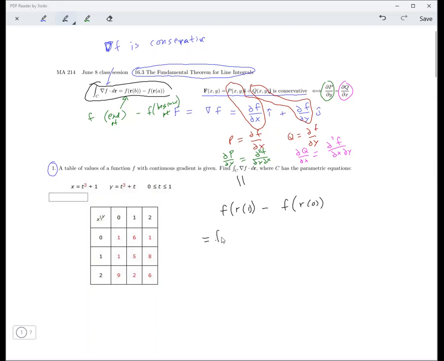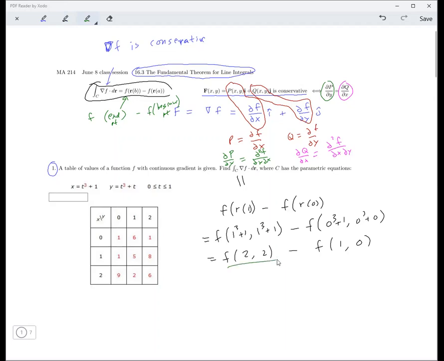So r of 1, if you plug a 1 into here, you're going to get 1 cubed plus 1 for the x value, and for the y value, you're going to get 1 cubed plus 1. And if you plug in a 0, for the x value you're going to get 0 cubed plus 1, and for the y value, you're going to get 0 cubed plus 0. And so this is going to be f of 2 comma 2 minus f of 1 comma 0.